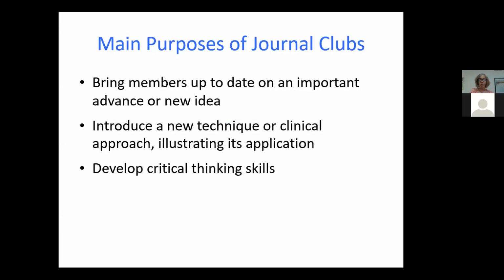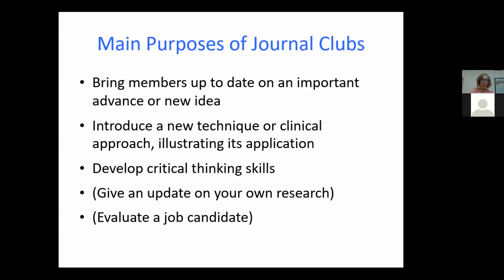We use journal clubs all the time for our graduate students. Our beginning graduate students have to participate in journal clubs because it's a good way to think critically about science and develop the ability to decide whether experiments are well done or whether controls are missing or what needs to be done next. Sometimes people can give an update on their research, or sometimes job candidates have to give one. That's less common.